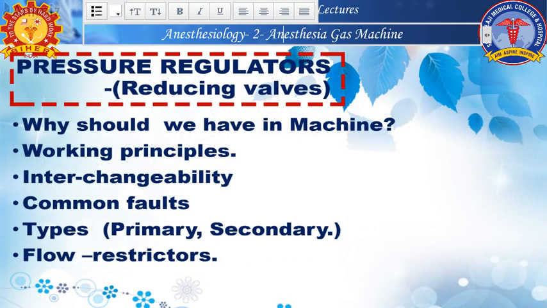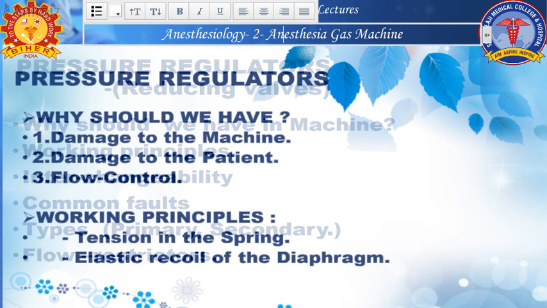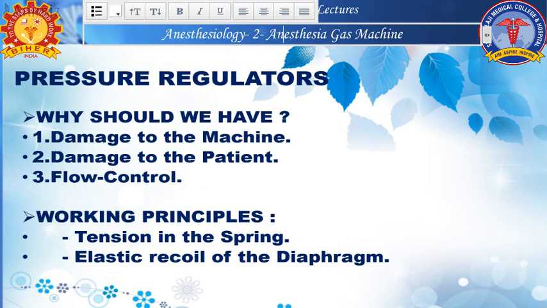The pressure regulators: why we should have them in our anesthesia gas machine, their working principles, whether they are interchangeable or not, and what the common faults are. The types are primary and secondary. The third one is the flow restrictors. The pressure regulators are the most important. Without them, if you give the gas directly, you know pretty well that it can damage the machine completely, and it can also cause severe damage to the patient's lungs. Because of these two reasons, we have the pressure regulators.